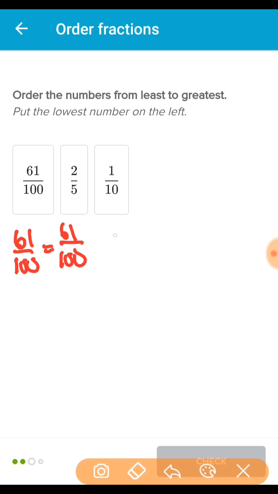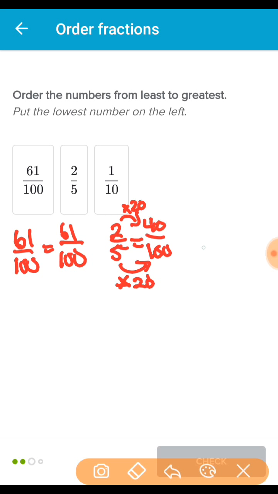The second one, 2/5, if I put that over 100, that means I'm multiplying by 20. So I multiply 2 by 20, and that gives me 40. And the third one, if I take 1 over 10, to make that a fraction with a denominator of 100, I have to multiply 10 by 10. So I have to multiply 1 by 10 to give me 10.